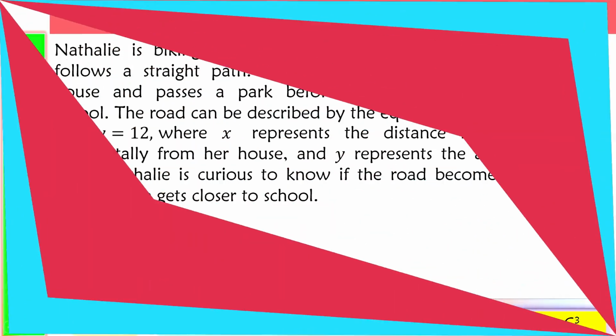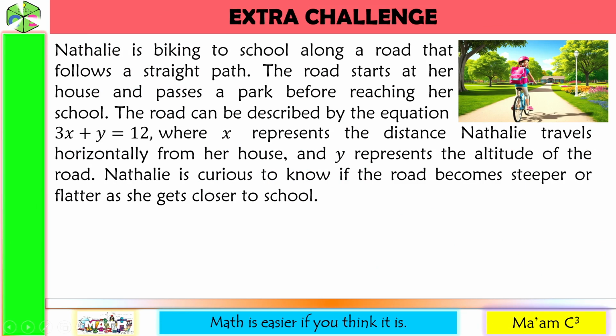Let us do an extra challenge. Natalie is biking to school along a road that follows a straight path. The road starts at her house and passes a park before reaching her school. The road can be described by the equation 3x plus y is equal to 12, where x represents the distance Natalie travels horizontally from her house and y represents the altitude of the road. Natalie is curious to know if the road becomes steeper or flatter as she gets closer to school.